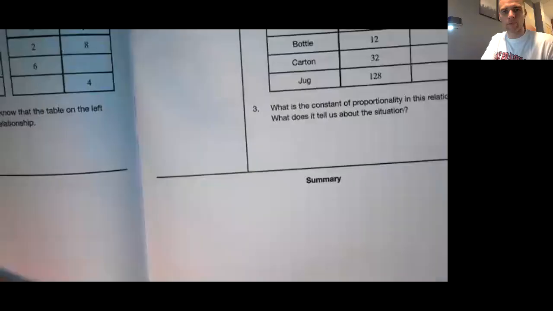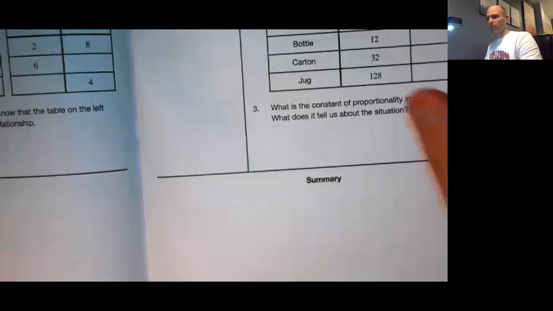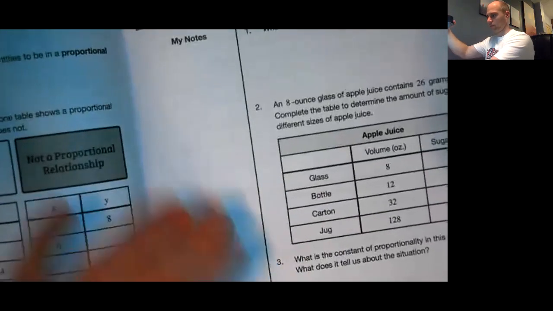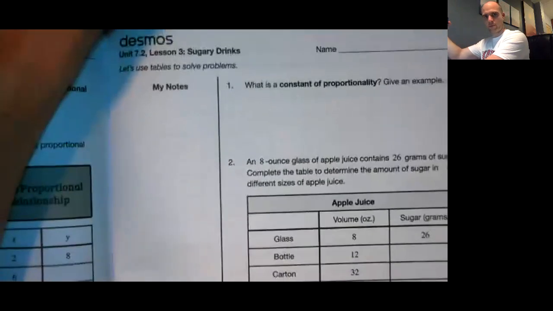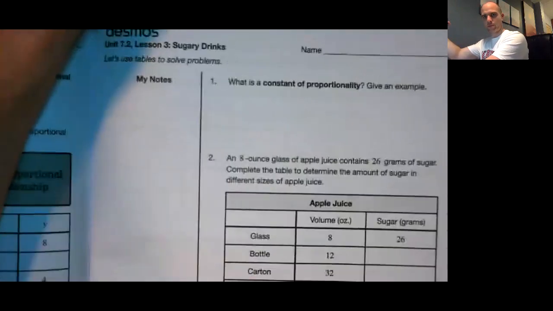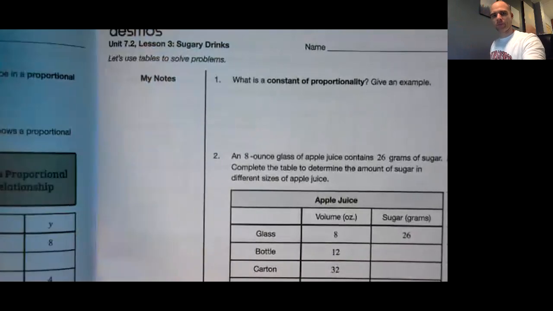I'll share my screen so you can see mine. Let's see here. Oh, I'm all out of whack here. Let's see. There we go. That ought to work. All right.